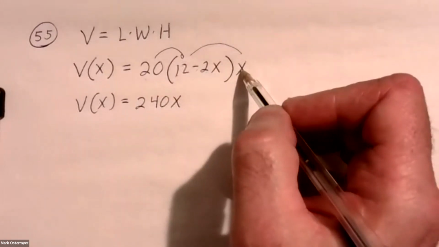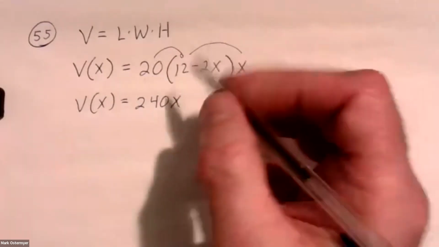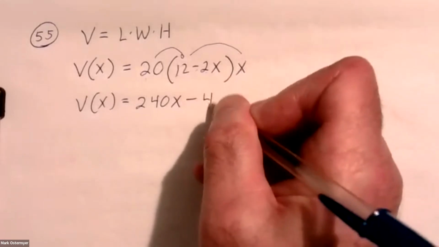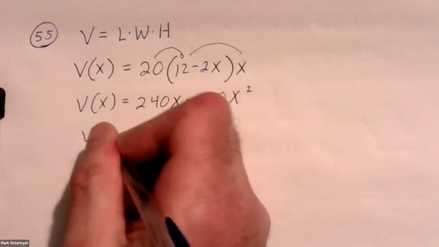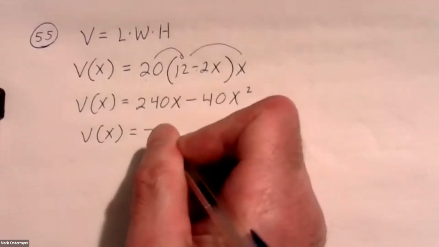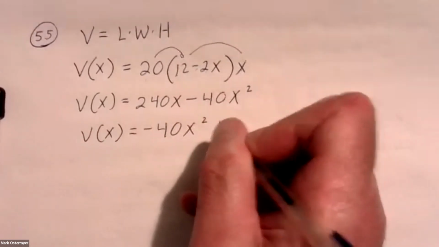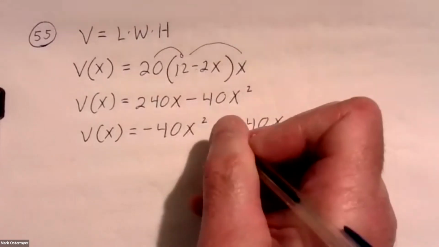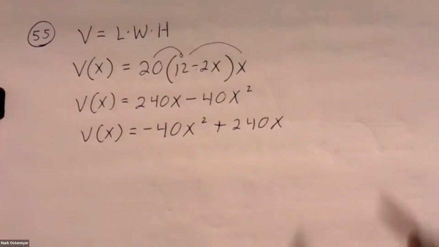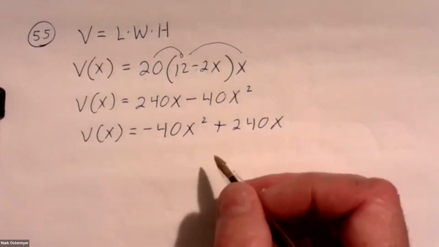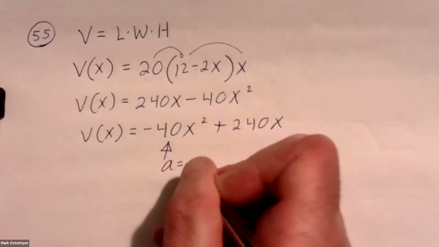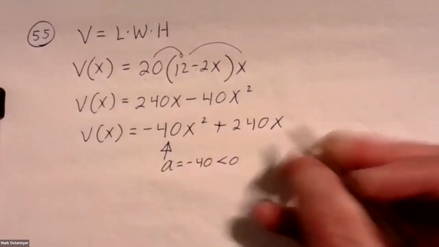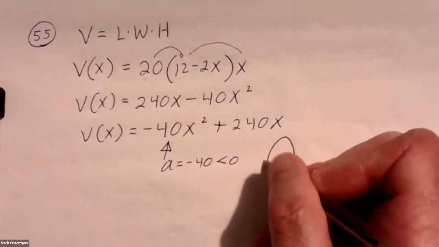Minus 2x times x is 2x squared times 20 is going to be minus 40x squared. And we now have a quadratic function, which is our volume function. So putting this in descending order, we have a quadratic function now that represents the volume that this gutter can handle here. Notice our quadratic function is in general form, and our a here, the leading coefficient being negative 40, suggests that our parabolic graph will open downwards.